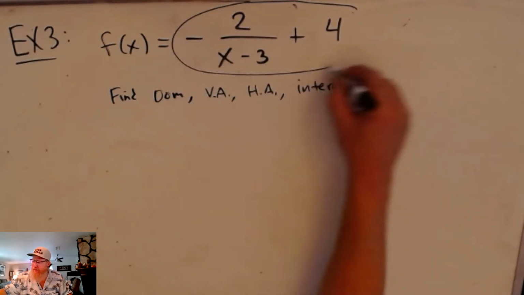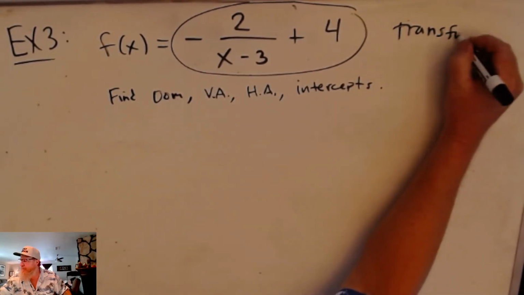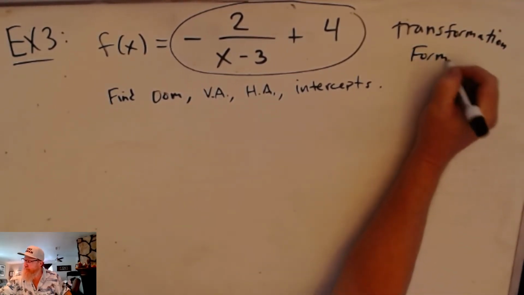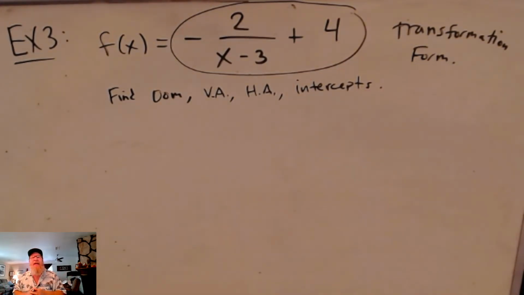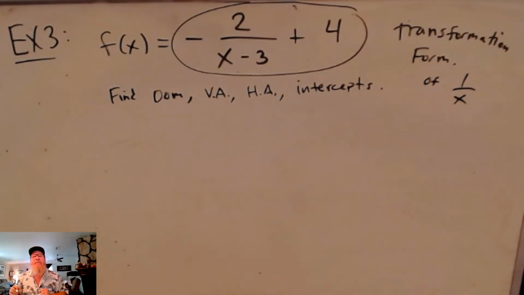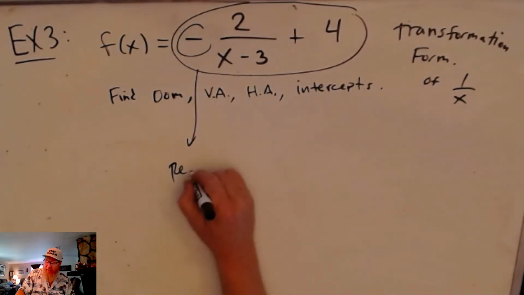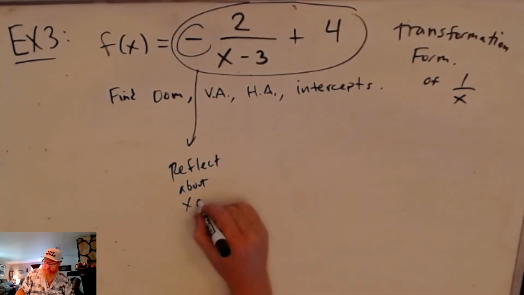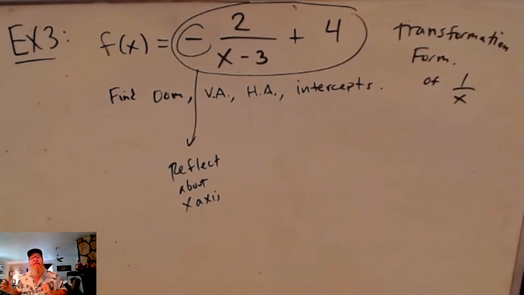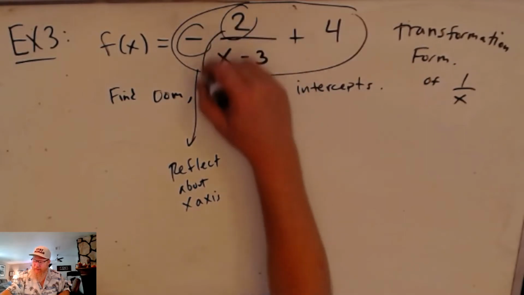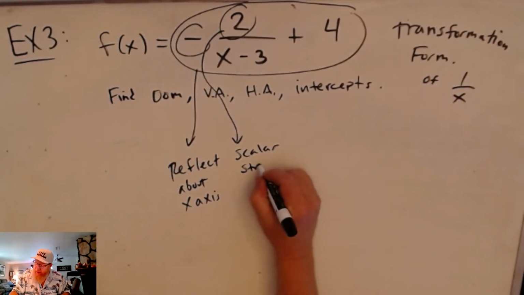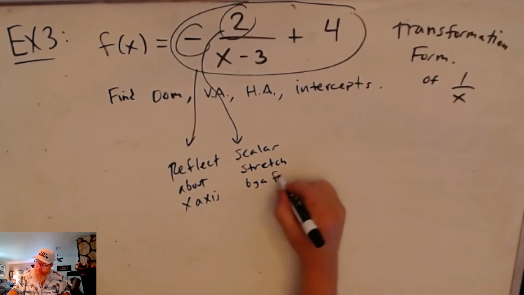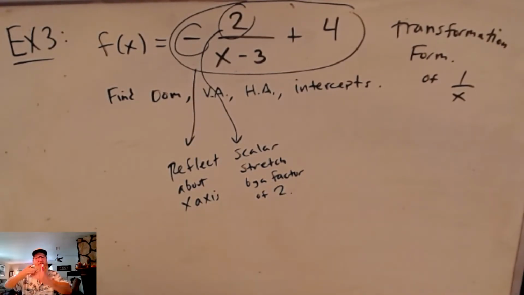This function is what we call transformation form. It's a transformation of 1 over x. What's neat about this particular form is it tells you everything. The negative is telling you it's been reflected about the x-axis. The 2 is a scalar, so it's going to stretch it by a factor of 2. Typically, it's a vertical stretch.